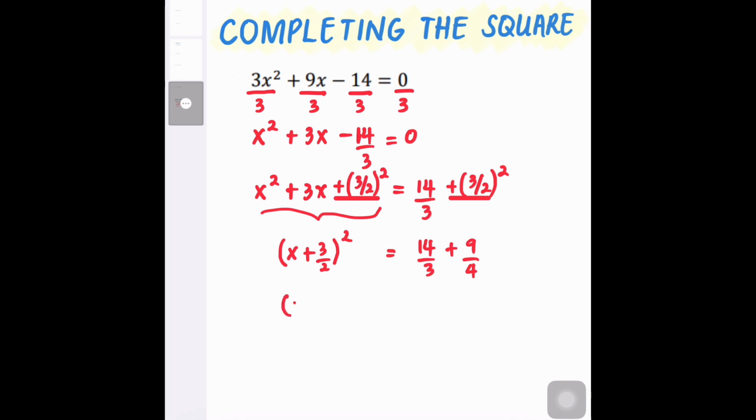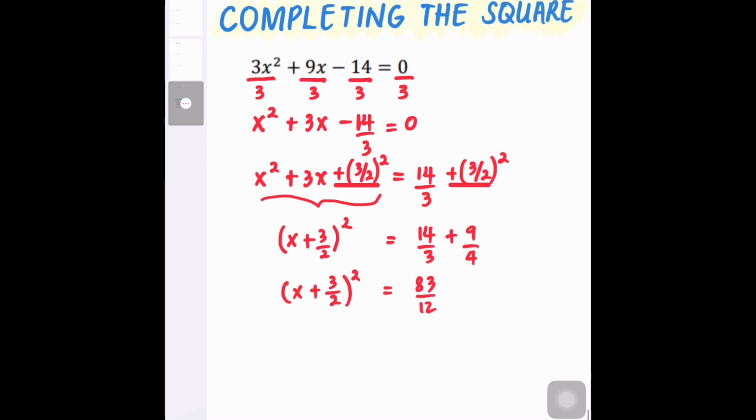The next thing we need to do is simplify the right-hand side of the equation. So 14 over 3 plus 9 over 4 is actually equal to 83 over 12. Next, we need to take the square root of both sides. The square and the square root will cancel out. So you have x plus 3 over 2 on the left, and we're going to have plus or minus the square root of 83 over 12.